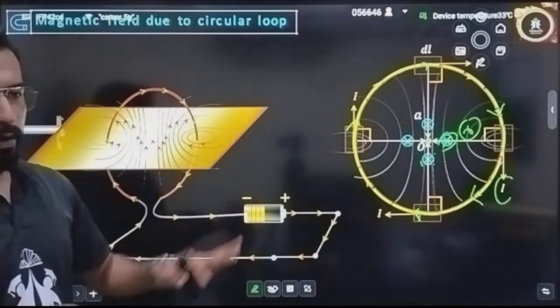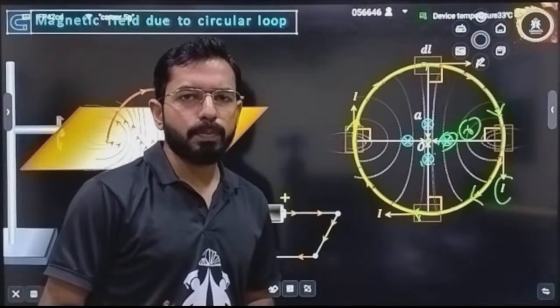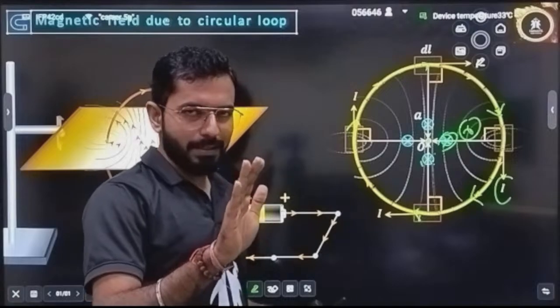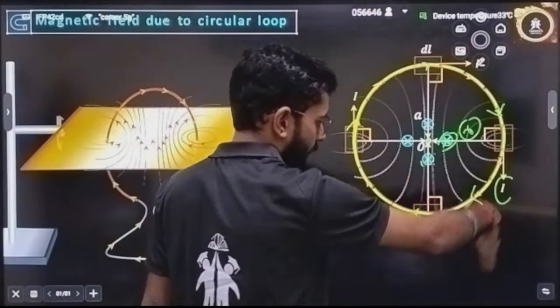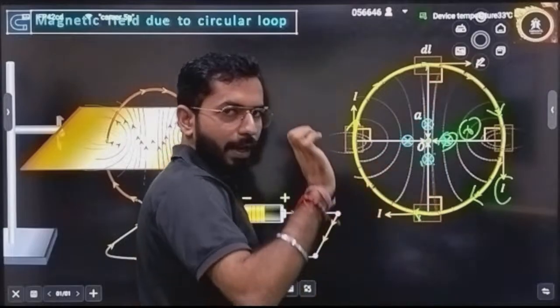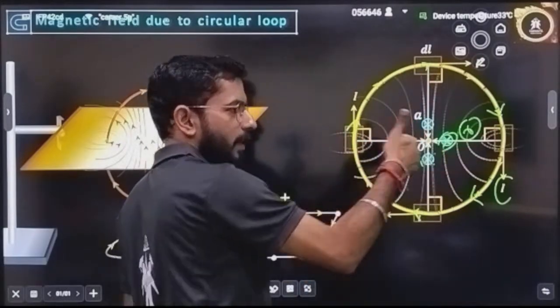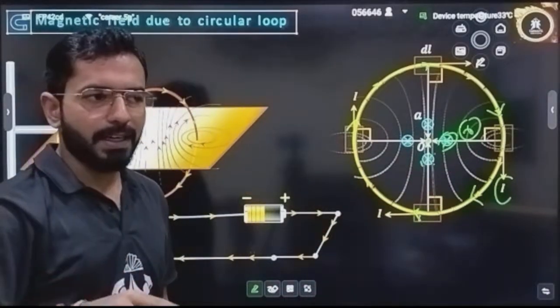Fine. Due to a circular loop, this kind of magnetic field will be coming. So directly also, I will be telling you, just take your hand in such a way that it is the flowing of current. Okay. So flowing of current is somewhat like this. Can I say it is like this? Just curl your hand in the same way, in the direction of current. Where is your thumb going? Thumb is going inside the plane.